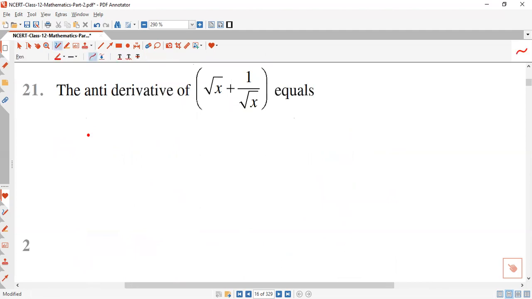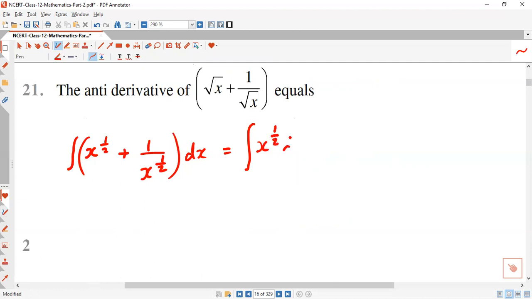Now we are taking the integration. This is root x, so better you write it down as the integral of x raised to half plus 1 upon x raised to half, dx. It can be written by separating the terms: x raised to half dx, and for the second part we take it into the numerator, so it becomes x raised to minus half dx. Okay. Now, taking the integrations, we get x raised to 3 by 2 upon 3 by 2.